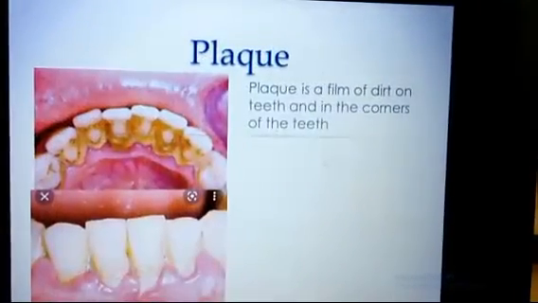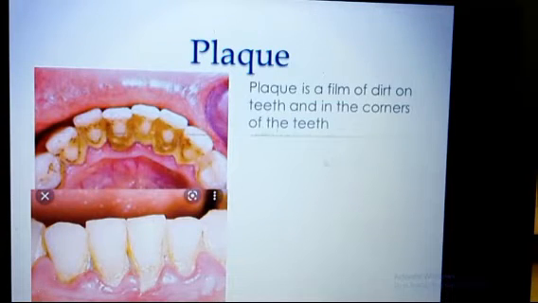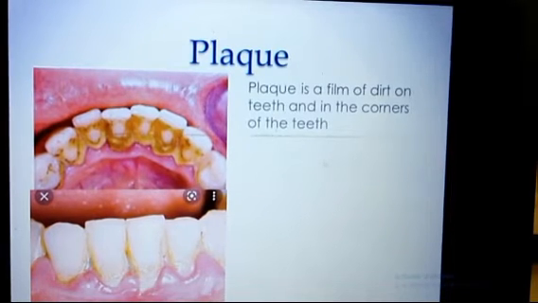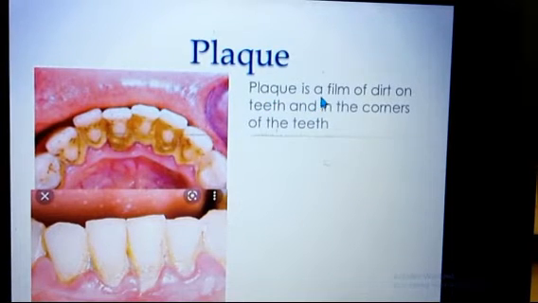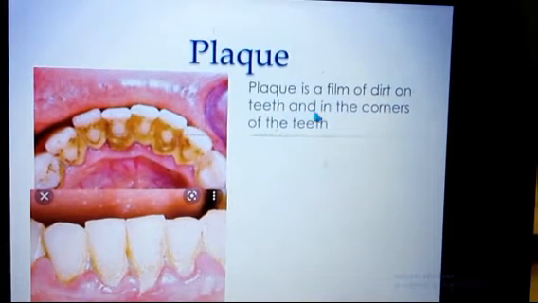So we now move to another area. Now, I believe you are scared or taken aback by the picture that you are seeing. Yes, that is it. Plaque. So these are plaque. These are plaque all on your teeth, and it must be removed. So the question is, what is plaque? Plaque is a film of dirt on teeth and in the corners of the teeth.